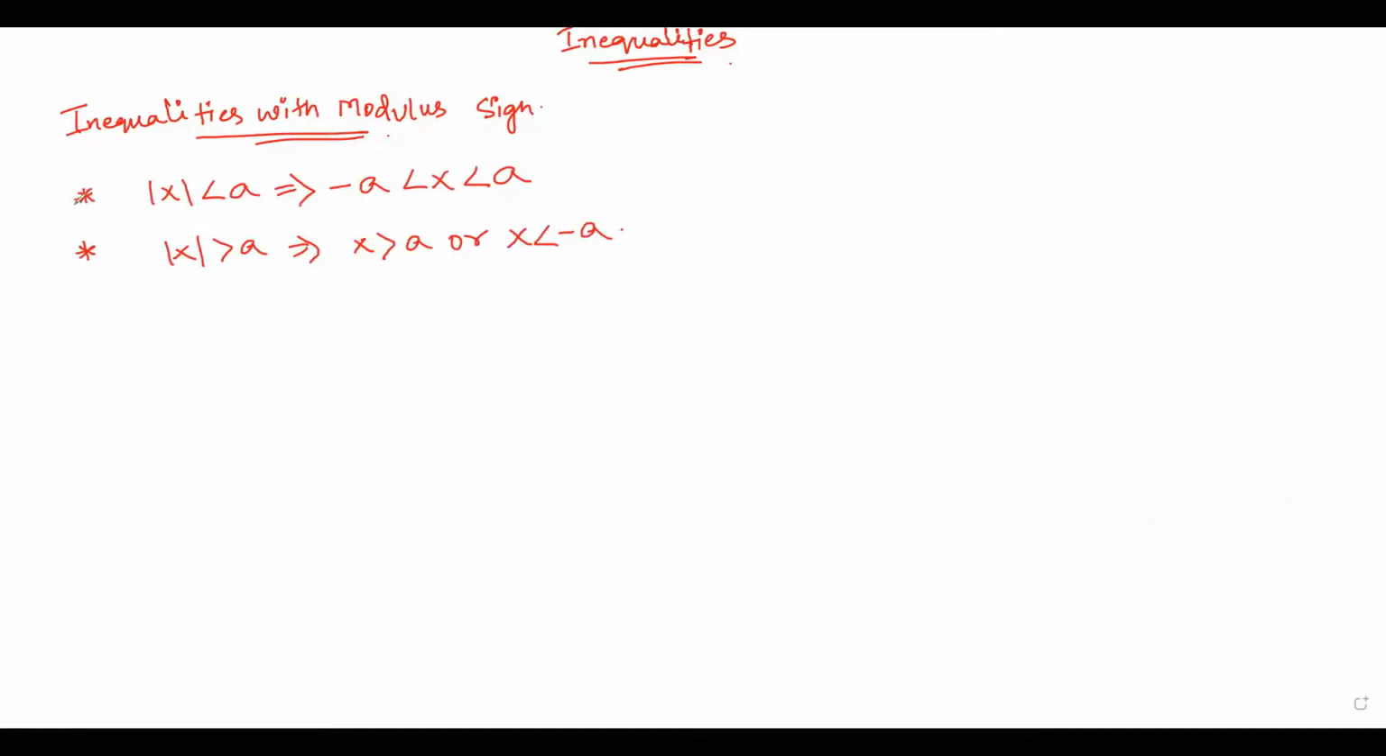So if we generalize this, we can say that if mod of x is less than a, in that case, x would be lying between minus a and a. And if mod of x is greater than a, in that case, x would be greater than a or x would be less than minus a.